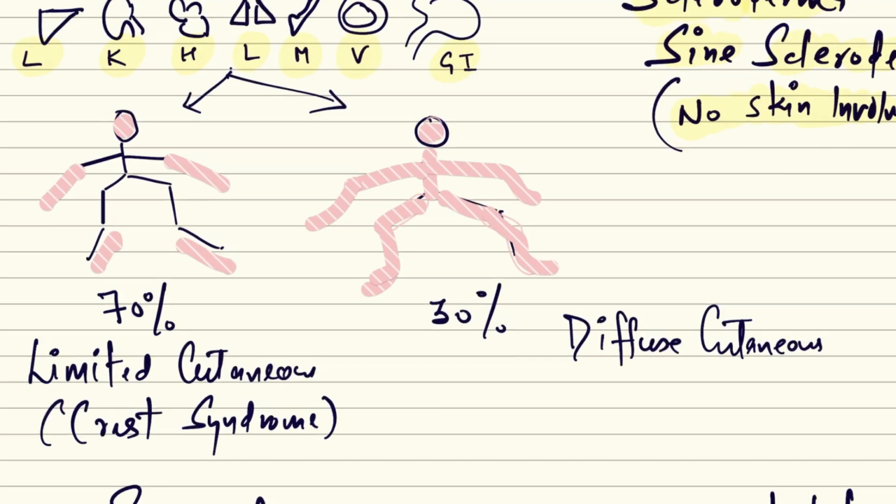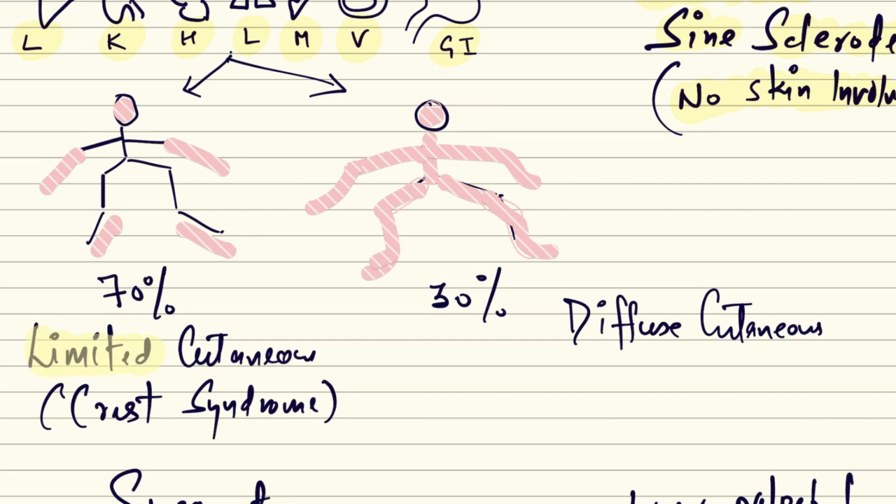Now let's see the types of systemic sclerosis. We have two types of systemic sclerosis. We have the limited cutaneous, where there is limited skin involvement. Then we have diffuse cutaneous, where the whole skin is involved. The most common is limited cutaneous scleroderma in 70% of cases, while in 30% of cases we find diffuse cutaneous scleroderma. Limited cutaneous scleroderma is also called CREST syndrome.